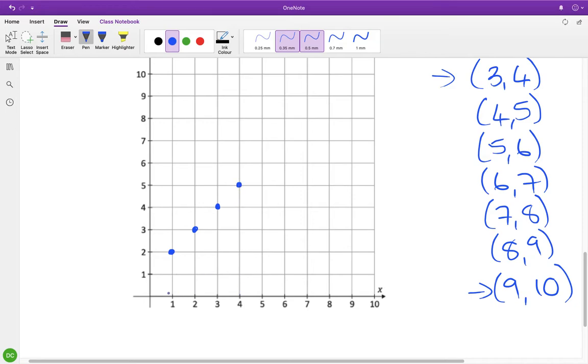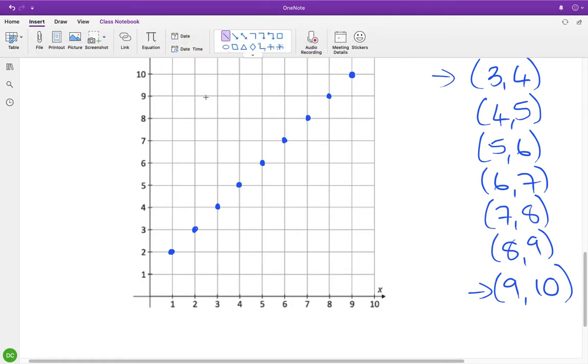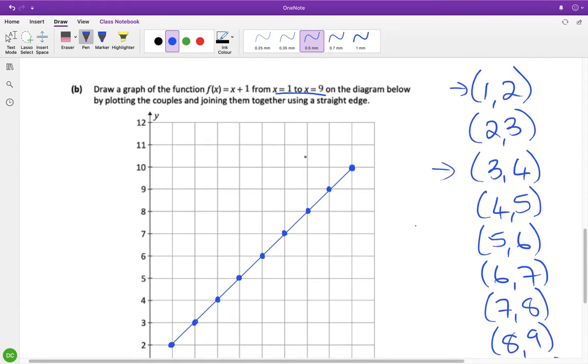So I think you can see the pattern, can you? Go to 5, up to 6, and we'll just keep going. This is 6, this is 7, this is 8, and this is 9. And you can put in a nice line through all of them and get it in the right place. There you go. And there's your graph.